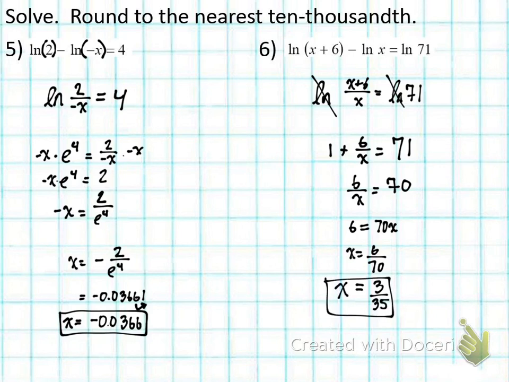You could also just go to your calculator now and just put 3 divided by 35. It is 0.08571, and then there's a 7 there. Look to the right, it's a 1, so just leave the 7 there. That's it. So there's a variety of answers.